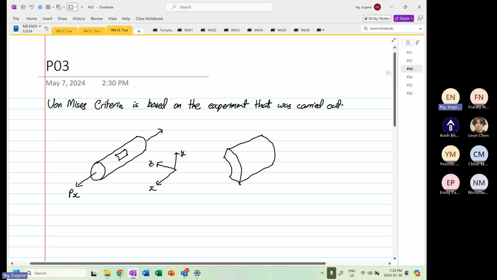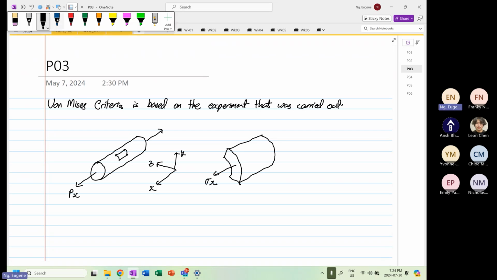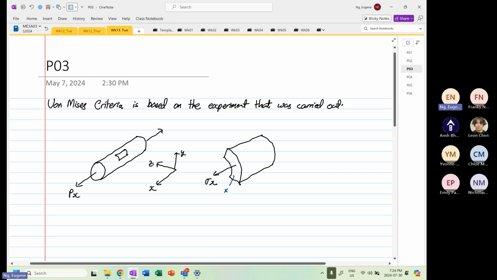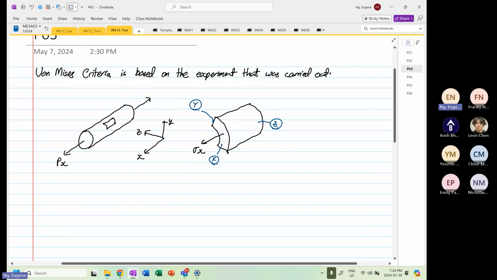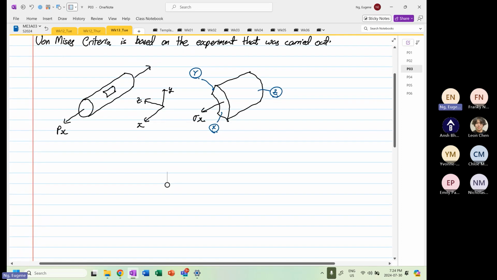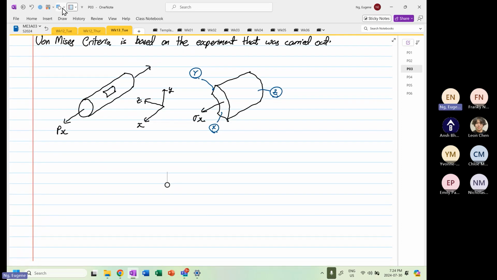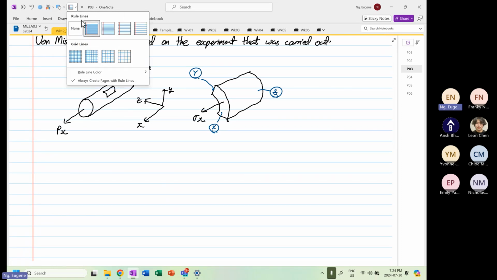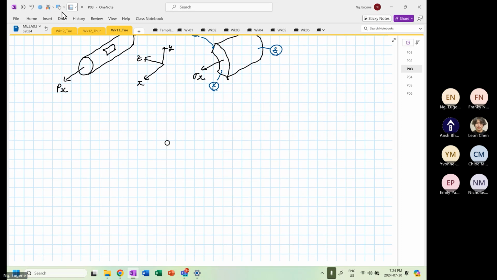Okay, and we know the element is under stress X. With that, he called this surface X. This surface over here, he called it Z. And this surface over here, he called it Y. So when we construct a 3D Mohr circle based on this, it is pretty straightforward. You can already anticipate how it looks.